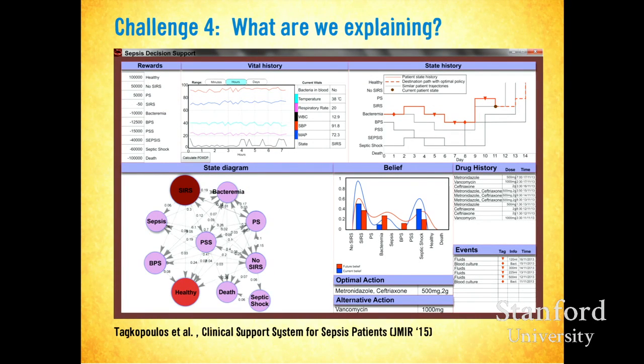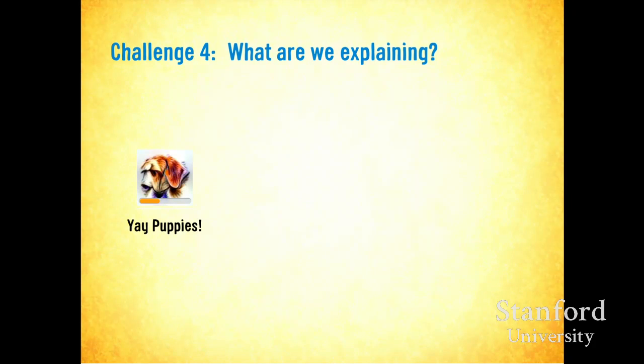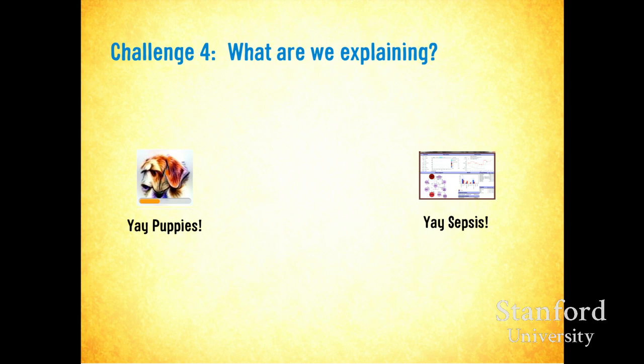This is a clinical support system for sepsis patients. This is the explanation. Okay, here's a bunch of reasons why I think this patient has sepsis. And this is pretty crazy. This is nice and friendly. This is pretty insane, right? That's the other way of going. Both these things, I would argue, yay puppies and yay sepsis, which are particularly yay, well, maybe puppies.